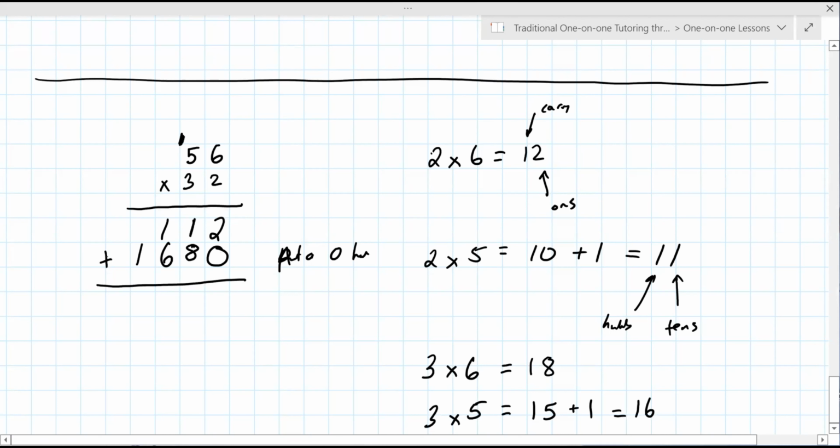So then you have to add these numbers up. 2 and 0 is 2, 1 and 8 is 9, 1 and 6 is 7, and then put a 1 there. Okay, so please get these notes down, and we'll work on another problem here shortly.